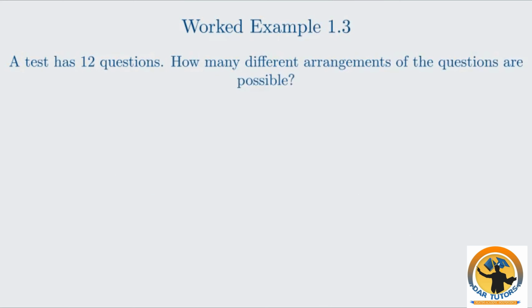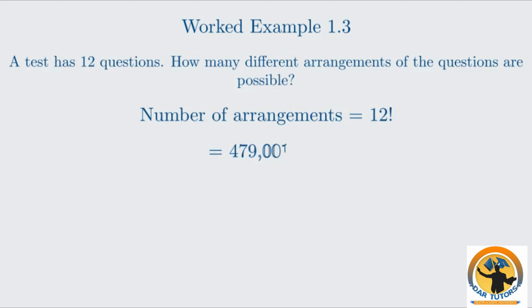Let's apply this to a worked example. A test has 12 questions. How many different arrangements of the questions are possible? Since we are arranging 12 distinct questions, the number of permutations is 12 factorial. This is a very large number, 479,001,600. Factorials grow incredibly fast. In examination questions, you'll often need to combine the idea of permutations with the product and addition principles, especially when there are constraints. Let's look at an example.